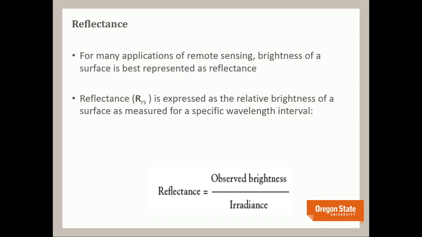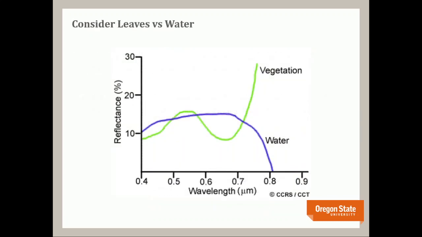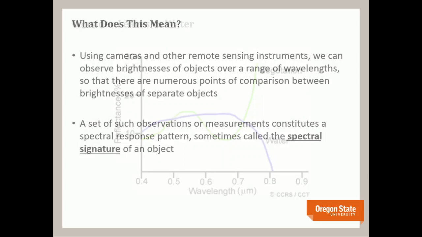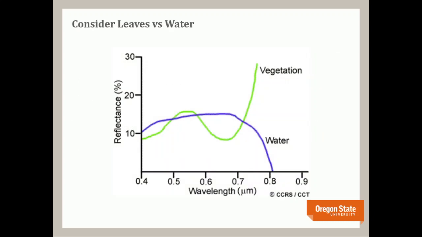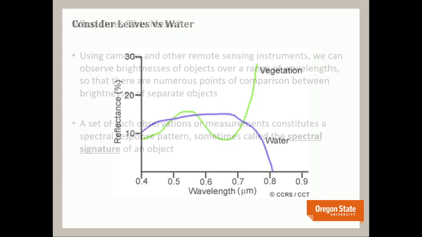For many applications of remote sensing, the brightness of a surface is best represented as reflectance. Reflectance is the observed brightness over irradiance. Consider leaf versus water. The reflectance in percentage is on the Y scale and on the horizontal scale is the wavelength in micrometers. Water has a different reflectance compared to vegetation, as it increases and decreases under different wavelengths. This trend of reflectance describes the pattern of vegetation and water bodies when we map land use, land cover, and other parameters.